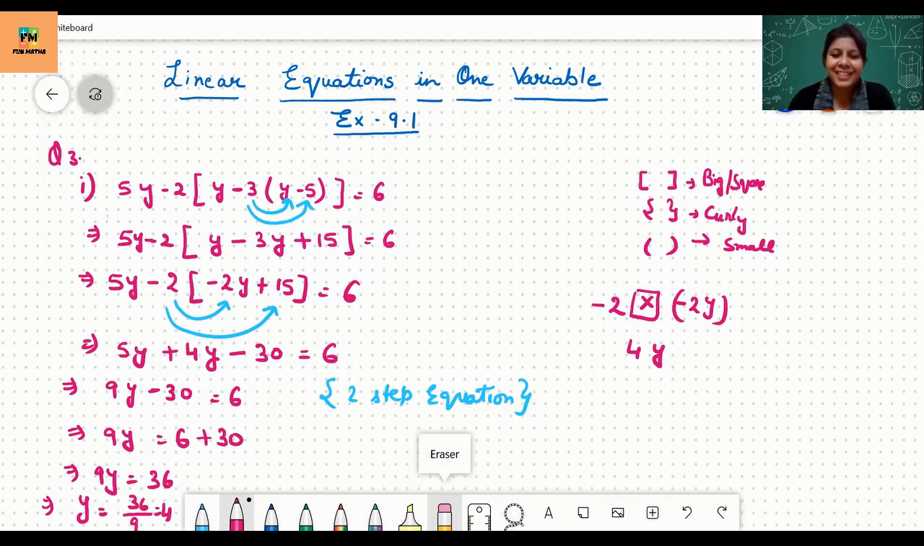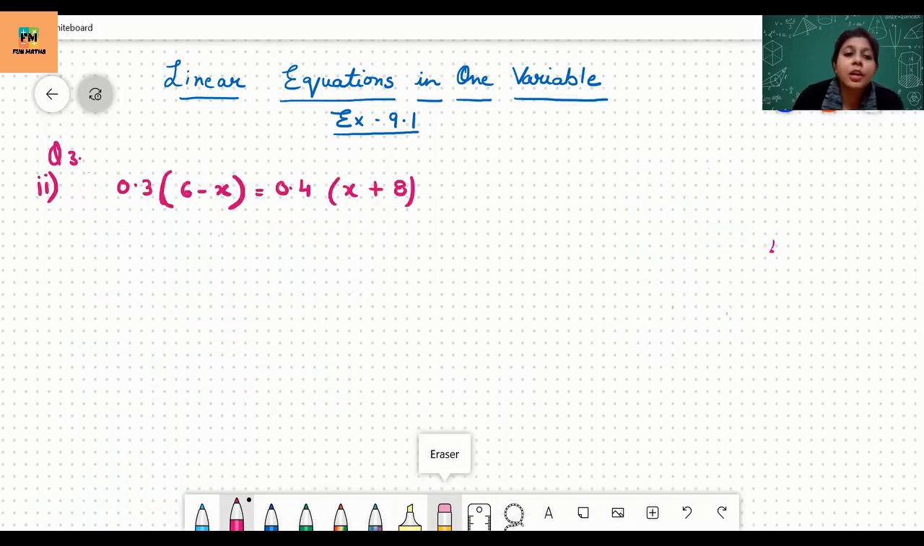Now let's move to the next question. Our next question is 0.3 into (6 minus x) is equal to 0.4 into (x plus 8). Let's start by solving the expression separately on both hand sides. So this implies, let's multiply because we are going to open the bracket. So 0.3 into 6 and 0.3 into minus x.